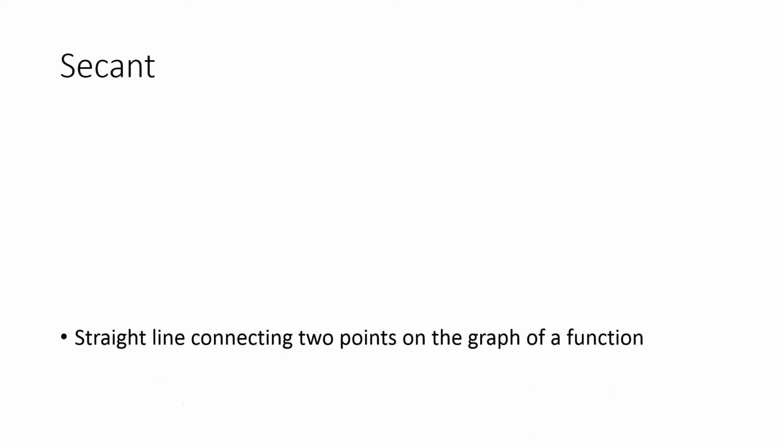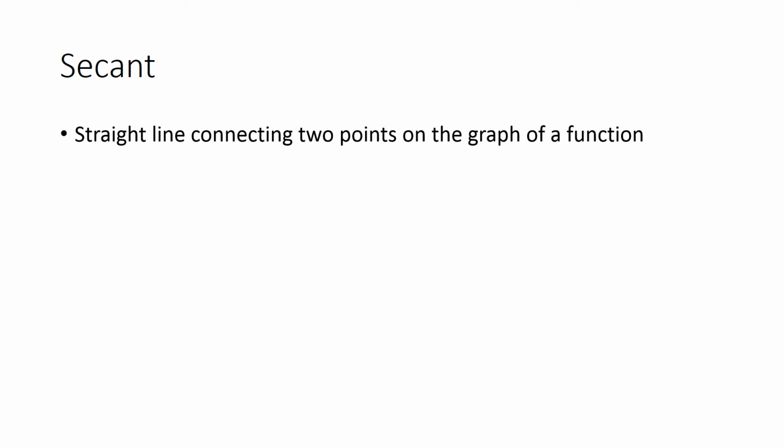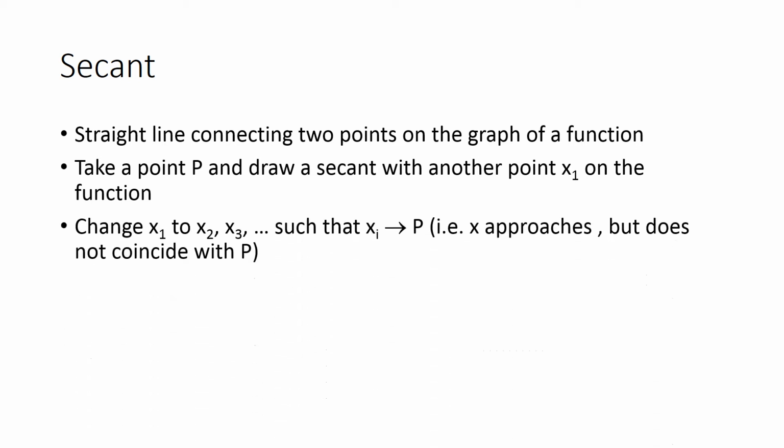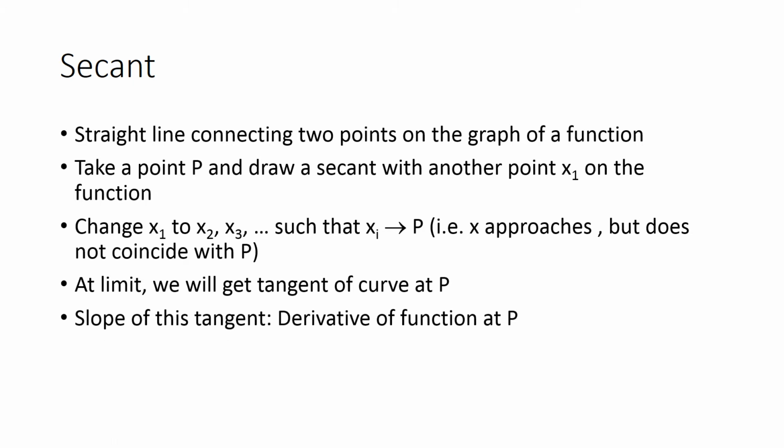Let us introduce another concept, secant. A secant is the straight line connecting two points on the graph of a function. Take a point P and draw a secant with another point x1 on the function. We change x1 to x2, x3 such that x tends to P, that is, x approaches but does not coincide with P. At the limit, we will get the tangent of the curve at P. The slope of this tangent is, as we have seen, the derivative of the function at P.